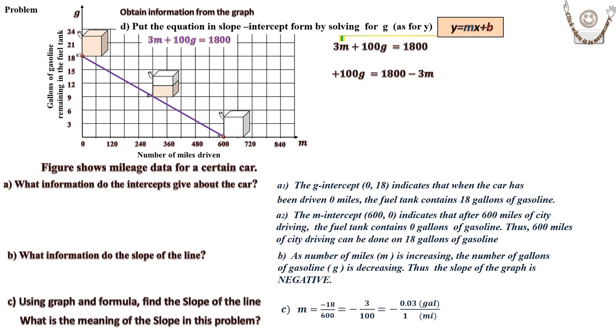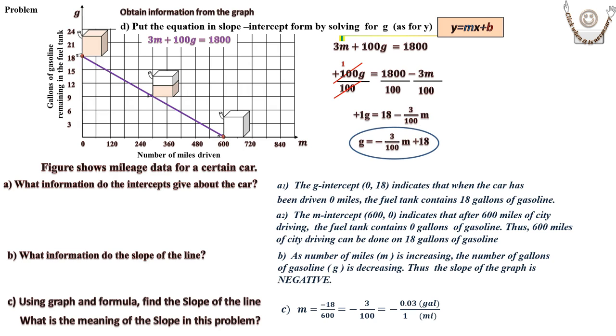We are looking for 1g. For that purpose, let's divide each piece on both sides by 100 and simplify. As a result, we will have 1g equals 18 and negative 3 over 100 times m. We can rewrite this in slope-intercept form, so it will be g equals negative 3 over 100 times m and positive 18. Now, positive 18 is y-intercept or g-intercept, and 3 over 100, this is a slope.